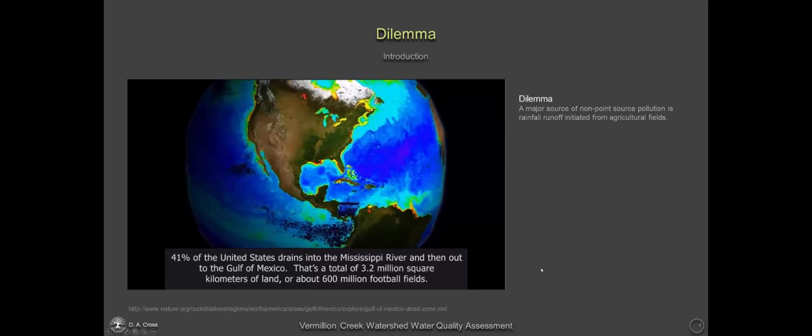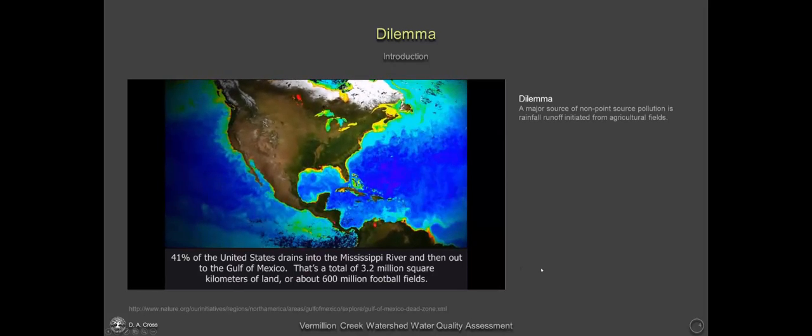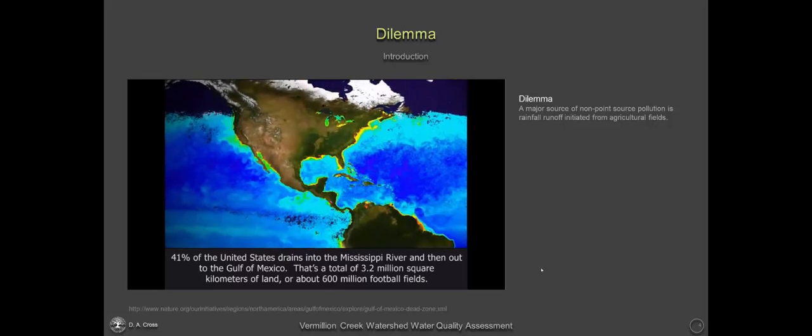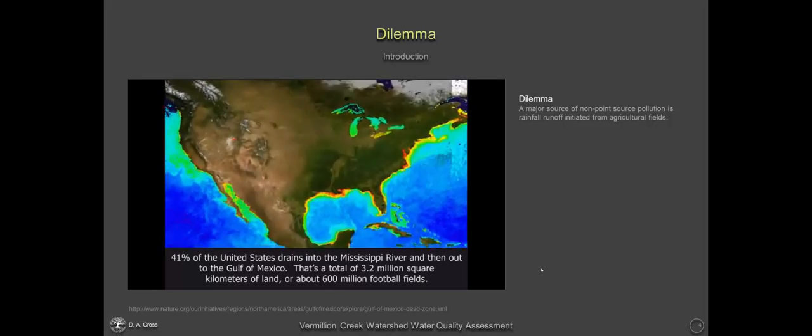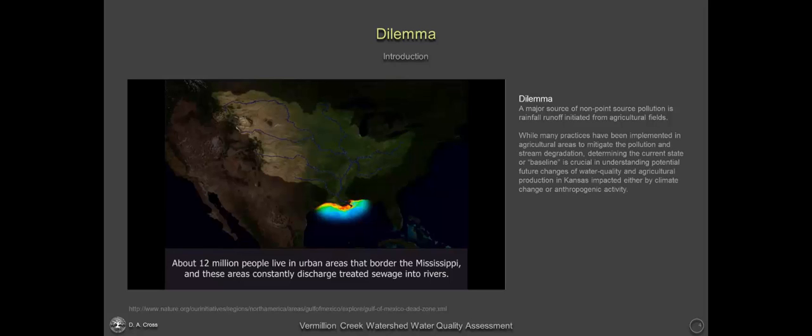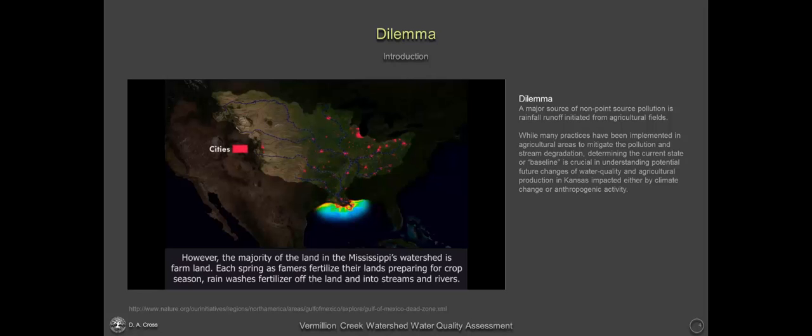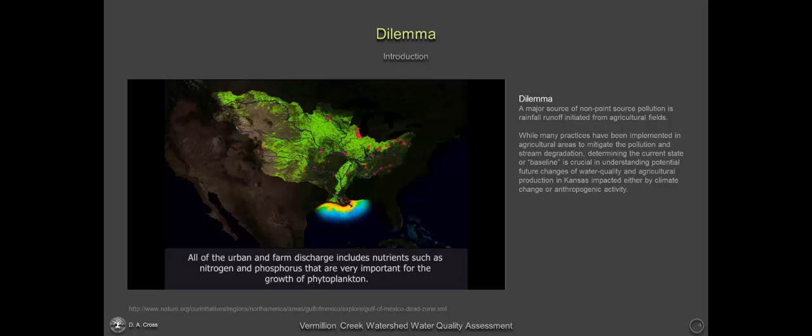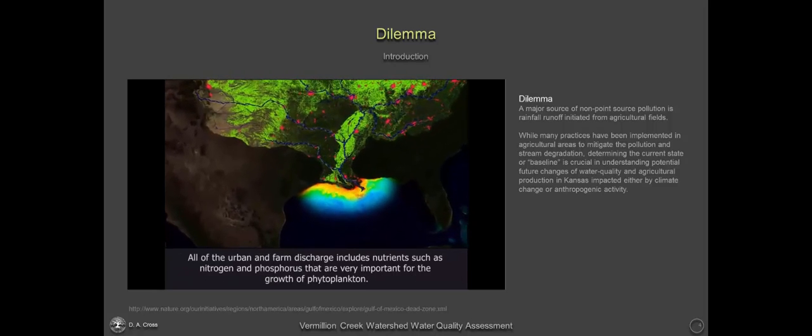A major source of non-point source pollution is rainfall runoff initiated from agricultural fields. While many practices have been implemented in agricultural areas to mitigate the pollution and stream degradation, determining the current state or baseline is crucial in understanding potential future changes of water quality in agricultural production in Kansas impacted either by climate change or anthropogenic activity.